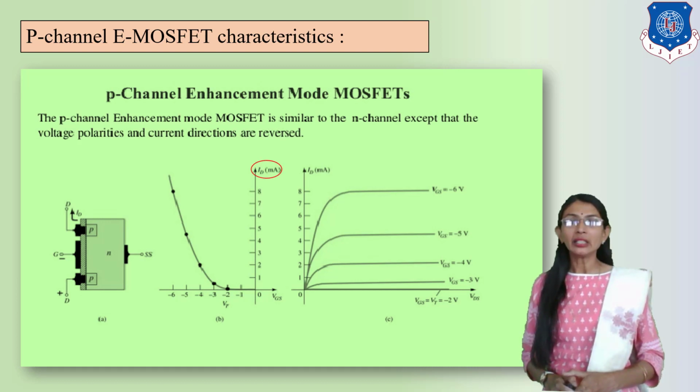This is ID versus negative VGS, right? This is the input curve, known as the transfer curve, and this is the other curve, ID versus VDS, known as the output curve or drain curve. Here I am taking constant values of VGS, which are negative values, and I have drawn four different graphs for four constant values of VGS.